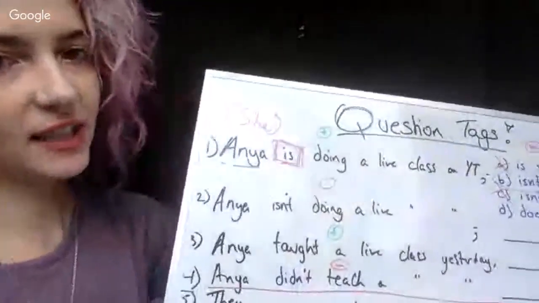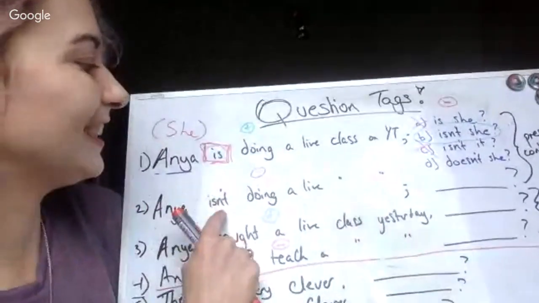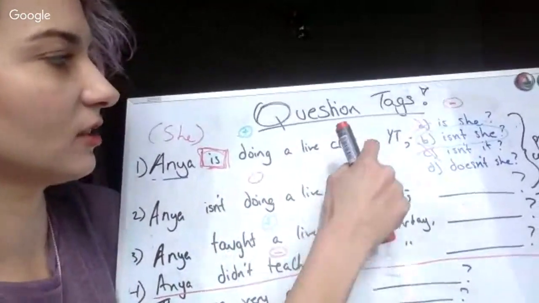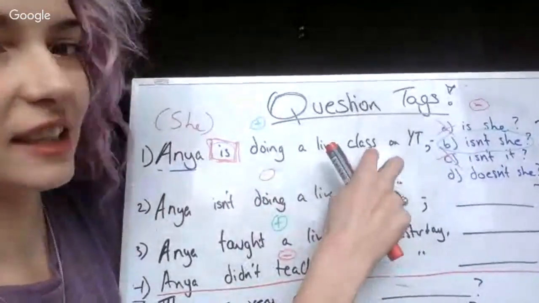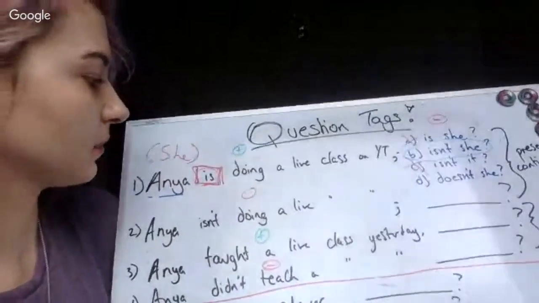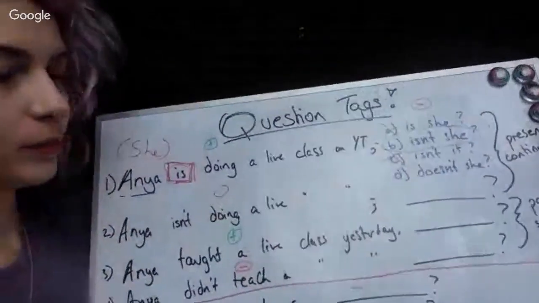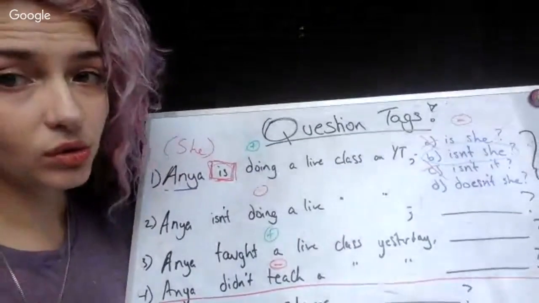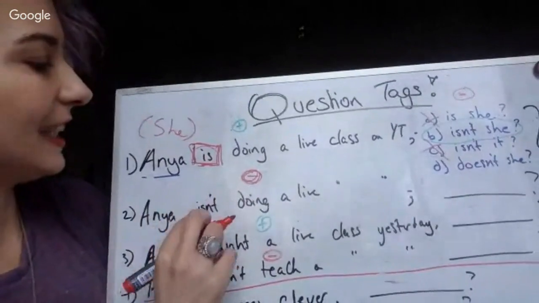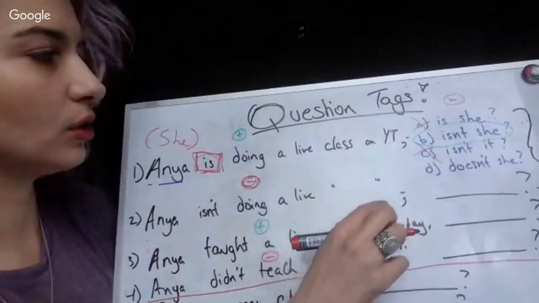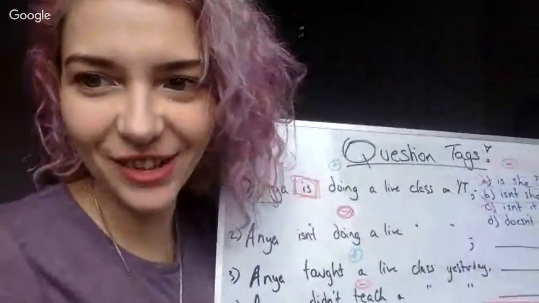Okay, now let's look at the second example that I've written here. Anya isn't doing a live class on YouTube. These little quotation marks mean that I'm repeating what I said here. So what do you think is the correct question tag for this one? Remember, we've only changed one thing. We've just made this part negative now. Anya isn't doing a live class on YouTube. What's the correct question tag here? Do you know? I'm just going to have a look in the comments.